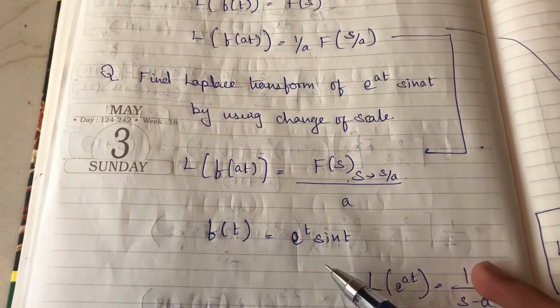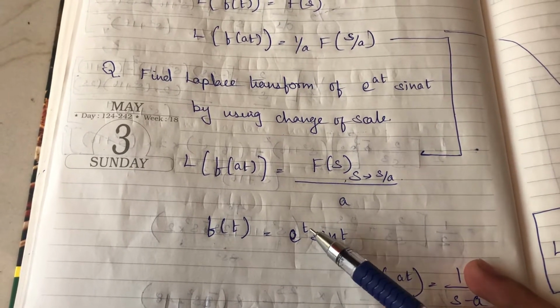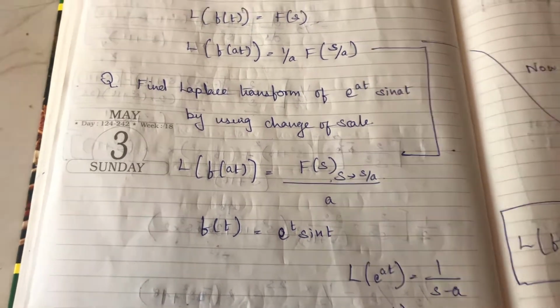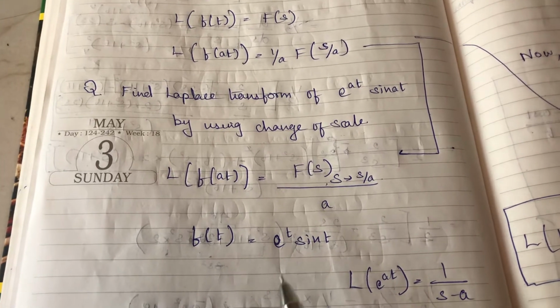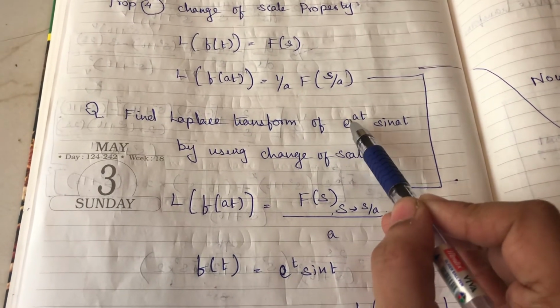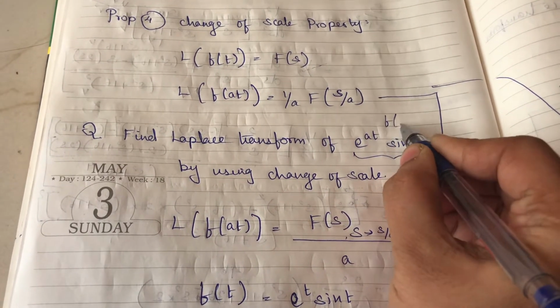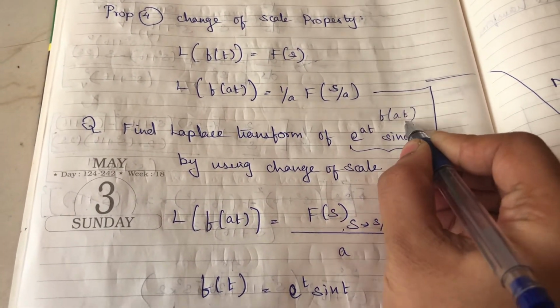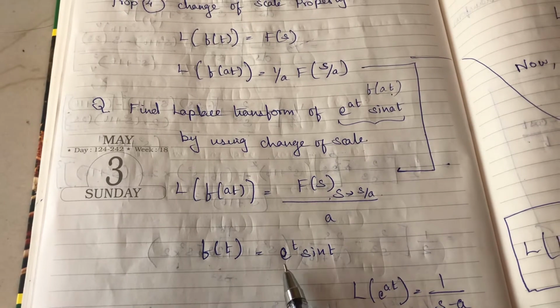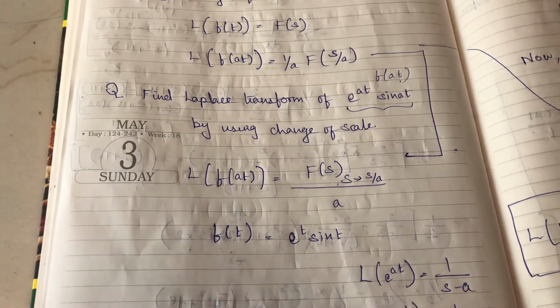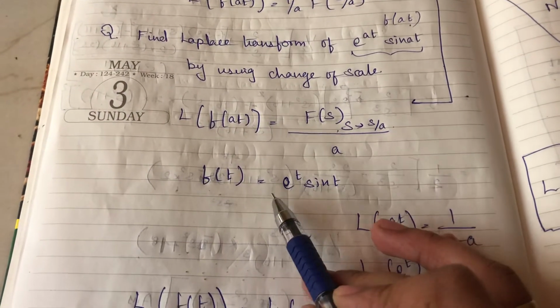So what is f of t here? f of t is e power t into sin t. So I am just first writing this as f of at. This whole term is f of at, and I am just writing only for t. So f of t is e power t into sin t, and I am just taking this alone.